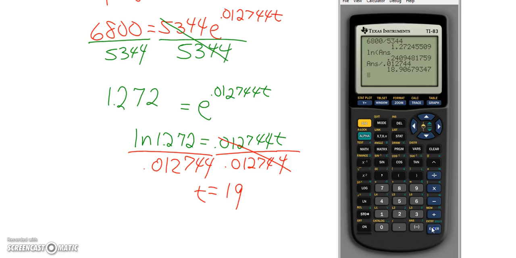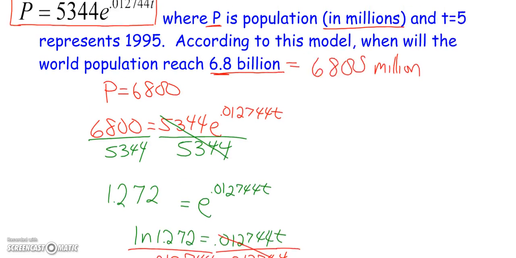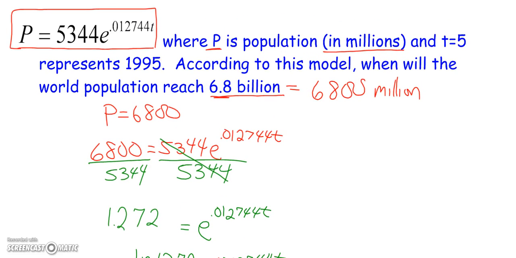Now, t equals 19 is not a year. We want to know, well, what year is that actually? Well, if we go back to the beginning and they tell us t equals 5 is 1995, well, then my question is, t equals 19, what year would it be? So it looks like the correct answer to this problem would be 2009.